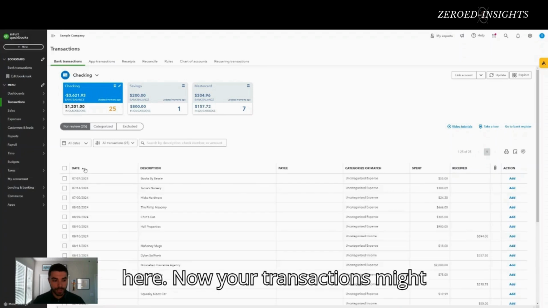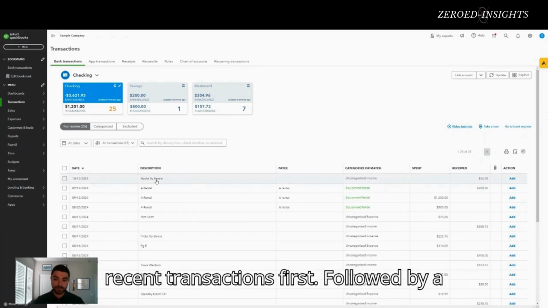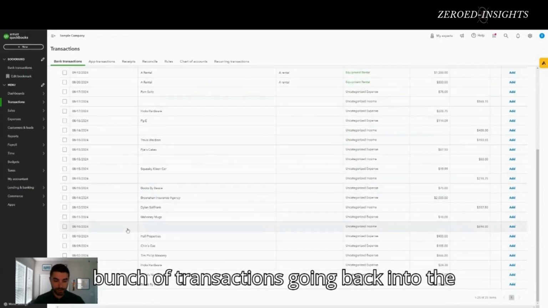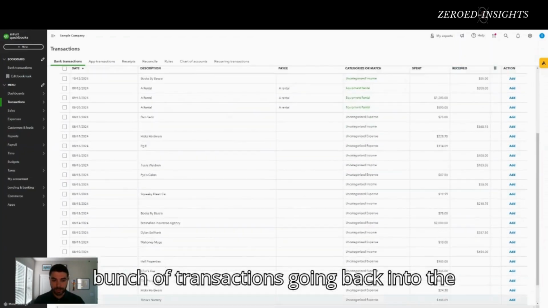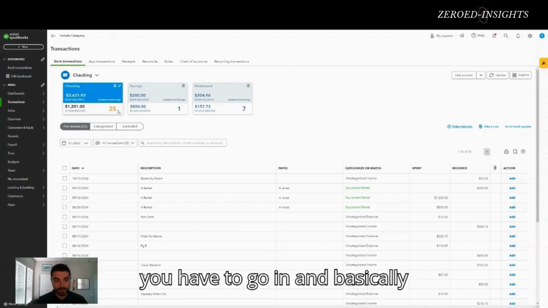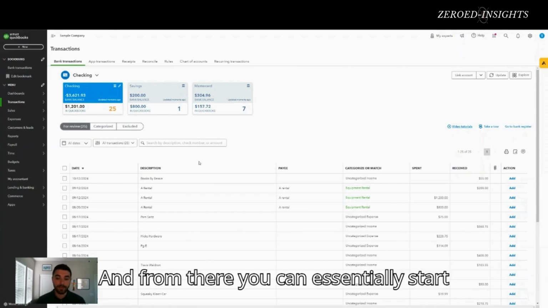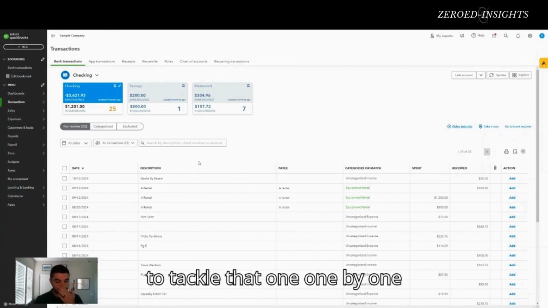Now, your transactions might look like this, where you have your most recent transactions first, followed by a bunch of transactions going back into the past. So you'll see how many transactions you have to go in and categorize in each one of your accounts. And from there, you can start to tackle that one by one.